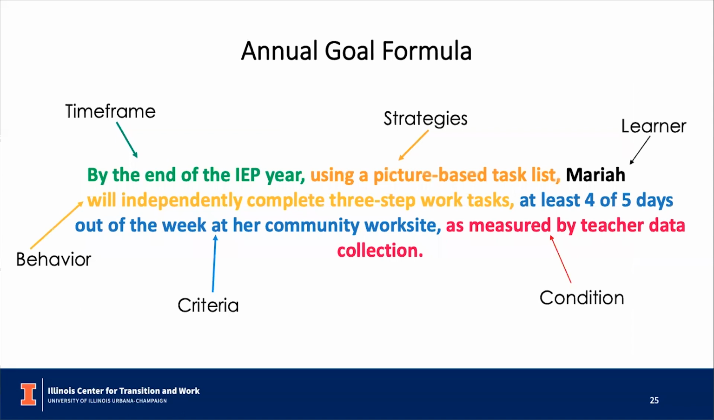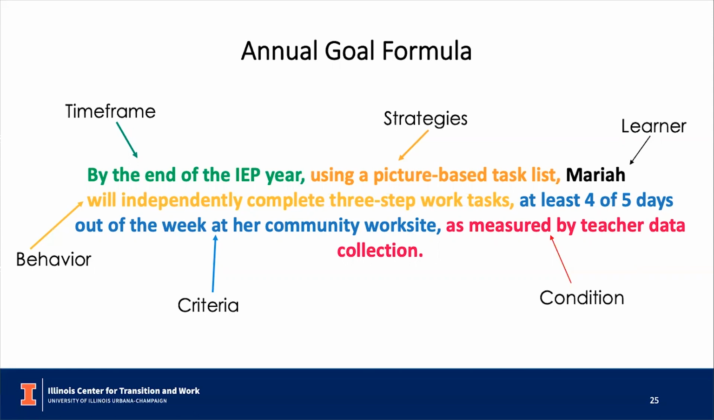So here's a goal for our friend Mariah. By the end of the IEP year, that's our time frame, using a picture-based task list, our strategies, Mariah, the learner we're talking about, will independently complete 3-step work tasks, that's our behavior, at least 4 of 5 days out of the week at her community work site, our criteria, as measured by teacher data collection. That's our condition.